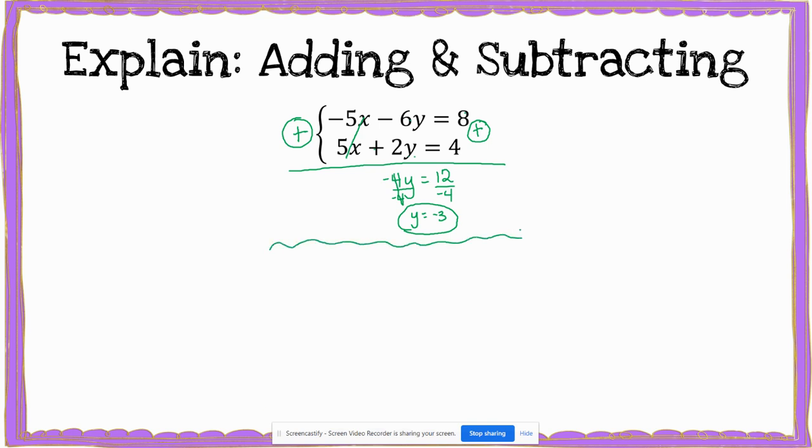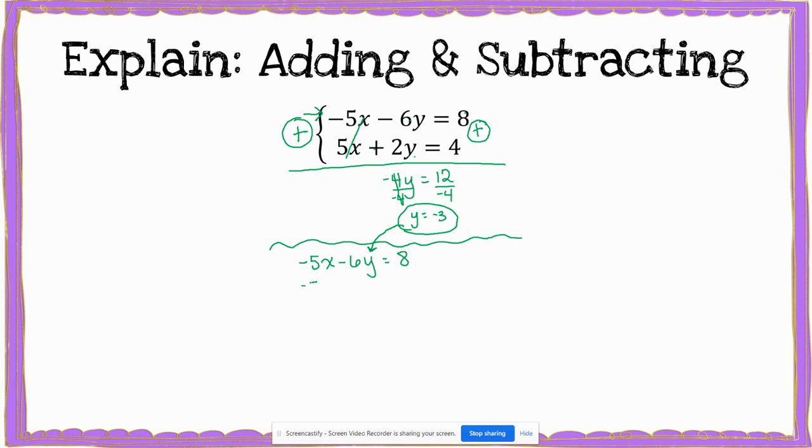So now that we found y, we are going to use that to tell us the value of x. Now, to figure out what x equals, I need to use one of my equations, and it doesn't matter which one. I typically just use my first equation. So my first equation says negative 5x minus 6y equals 8. Well, again, we don't know what x equals, but we've done the work to figure out that y is negative 3. So I can take that and I can substitute it in for y in this equation.